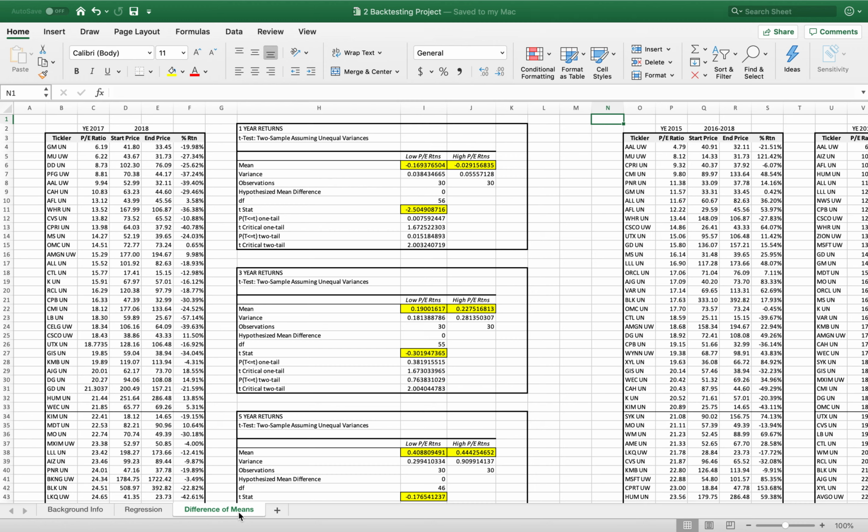Another reason that my backtesting here might be off is that the low PE strategy is used to hold long term. And in these tests, we've only used a 1-year, a 3-year, and a 5-year return. But if I was just looking at the test here, the regression and the difference of means test I've run, I would not use the low PE as an investment strategy.